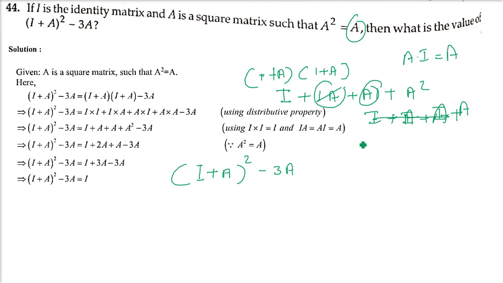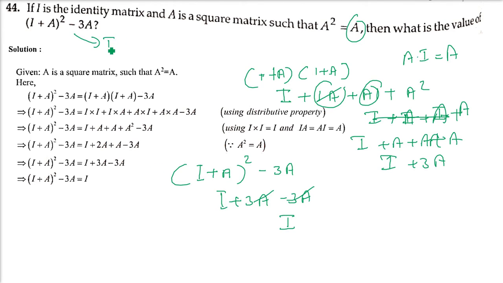So what do you get? I plus A plus A. A square is A. So what do you get? I plus 3A. Now I plus A whole square is I plus 3A. Then we have this minus 3A also. So 3A gets cancelled, you get I. This is your answer. This is the way you have to write, okay, one by one. You have to write I square equal I. You have to write A into I is going to be A. Distributive property, etc.